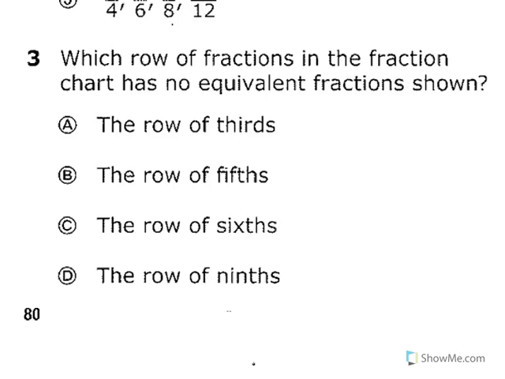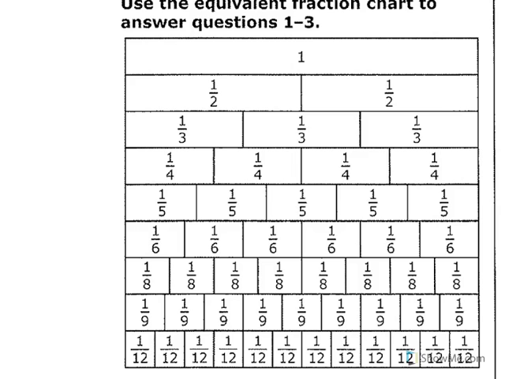Question number 3. Which row of the fractions in the fraction chart has no equivalent fractions shown? Answer choice A, third, B, fifth, C, sixth, or D, ninth. So we'll go ahead and look at the number chart here. We're going to look for the third, fifth, sixth, or ninth row. Which one just has no equivalent fractions?